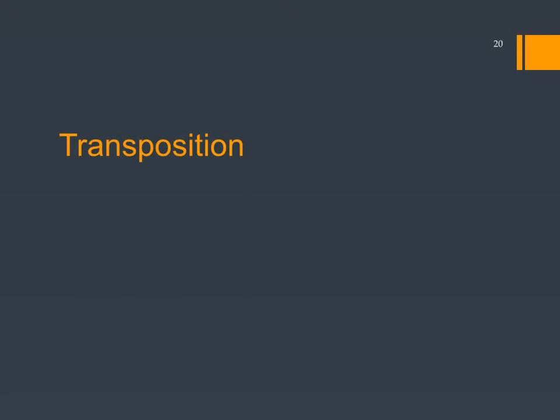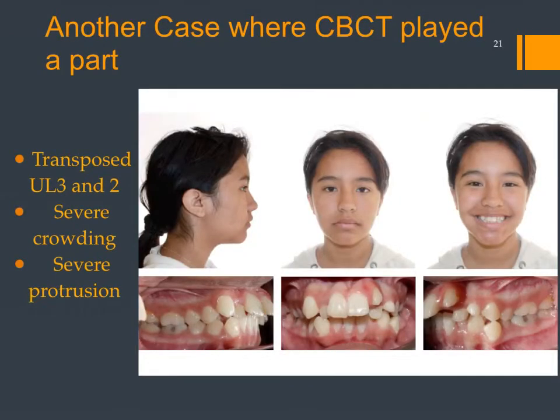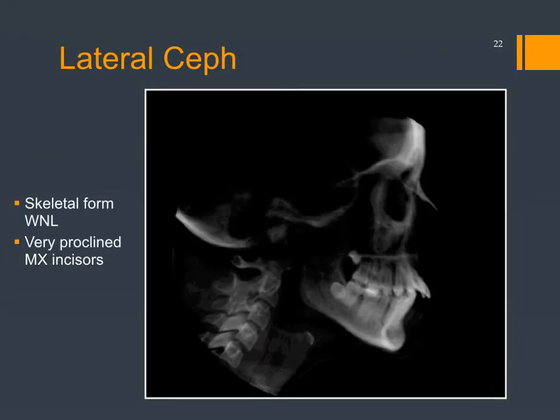This is a patient from UCSF who has a transposed canine and incisor that ran into a bit of trouble. And the CBCT helped resolve or at least address the situation. So the upper left cuspid and lateral are transposed, and the patient has a severe malocclusion, obviously, a lot of crowding, midline discrepancy, really proclined upper incisors, and a normal skeletal pattern.